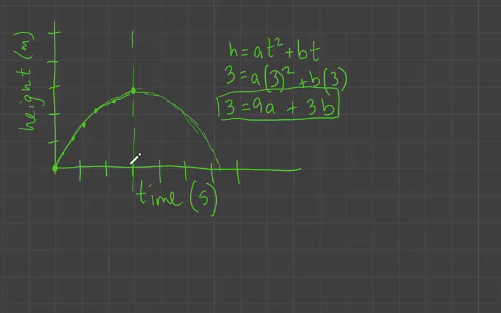Another point in time, let's look at time equals 2. Let's just say the height right here was, that looks to be about 2.5 meters. So I could put 2.5 for the height is equal to that constant a times the time squared. Well, the time at that point was 2, so we have 2 squared plus b times that time.